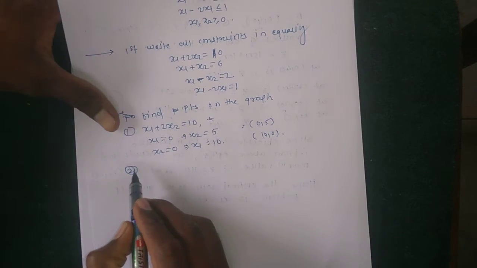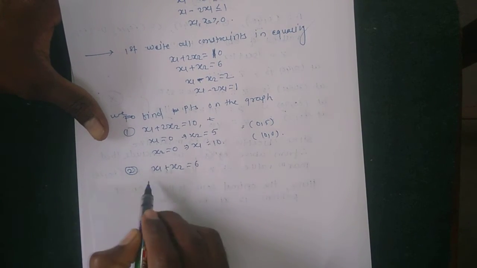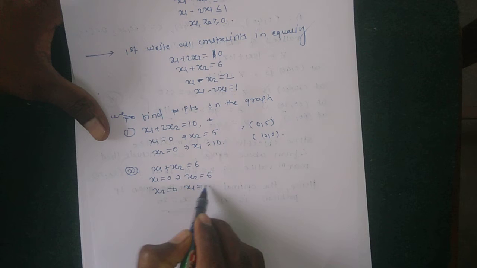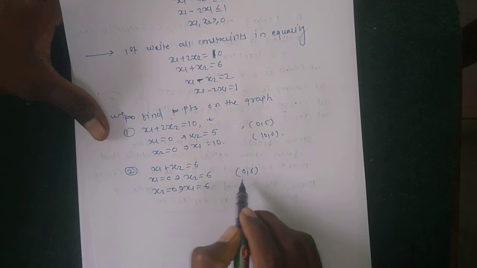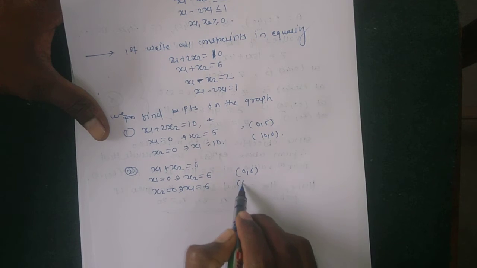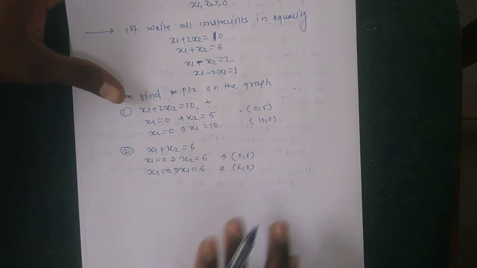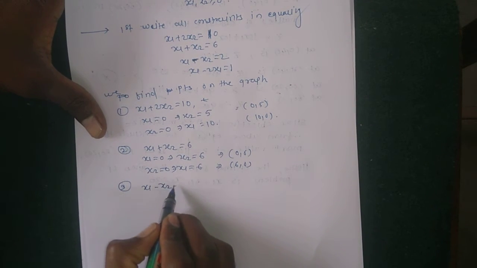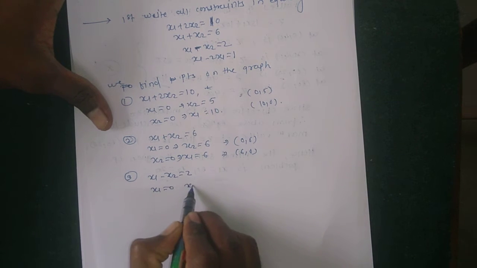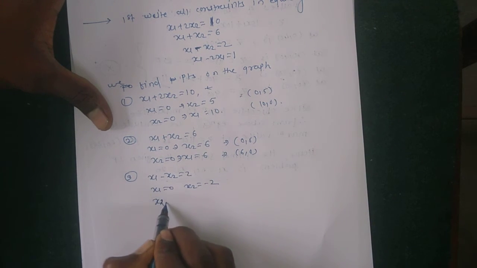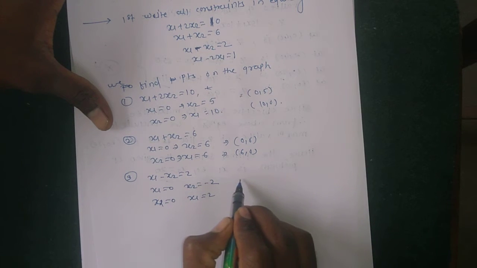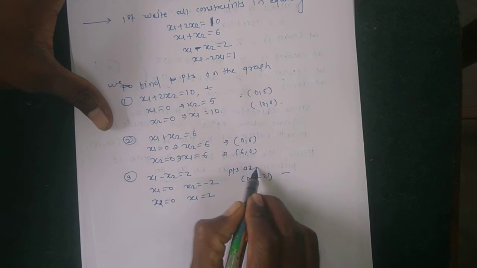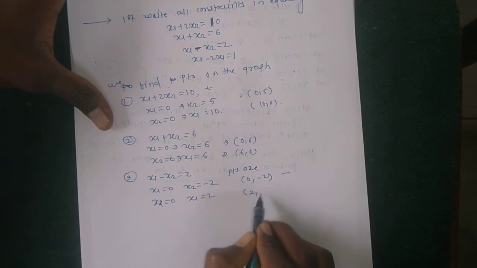Then for second, x1 plus x2 is equal to 6, which implies that x1 is equal to 0, we get x2 is equal to 6, and x2 is equal to 0, we get x1 is equal to 6. Therefore 0, 6 and 6, 0. Then third is x1 minus x2 is equal to 2. When x1 is equal to 0, then x2 is equal to minus 2, and x2 is equal to 0, then x1 is equal to 2. Therefore points are 0, minus 2, and 2, 0.